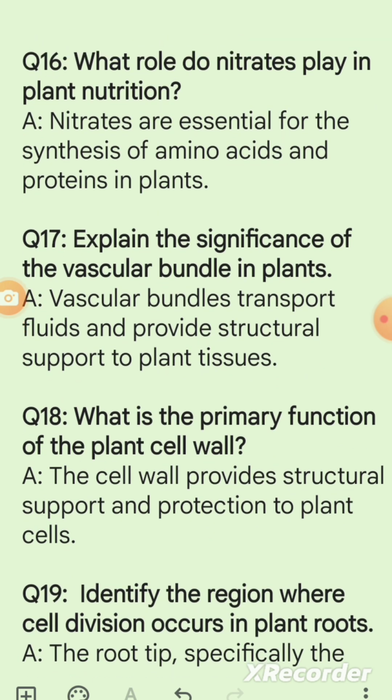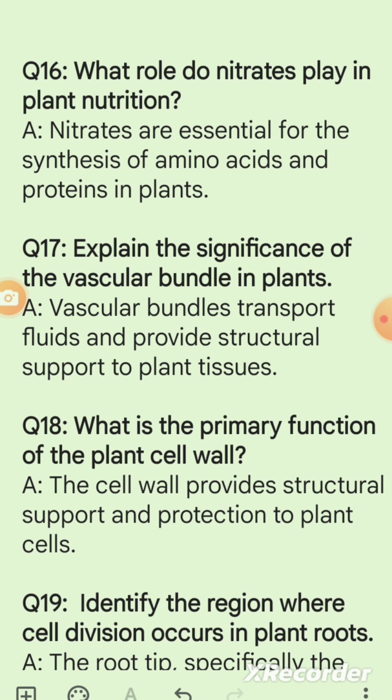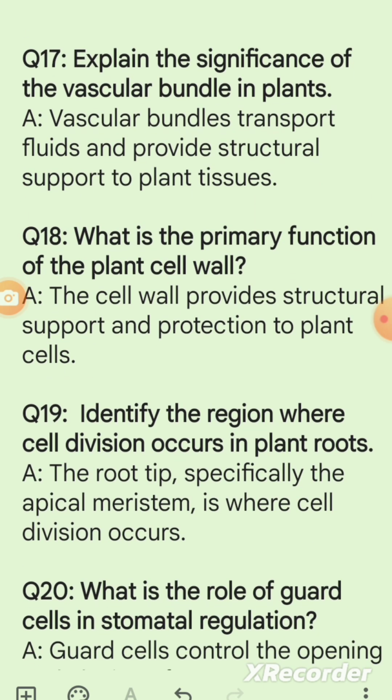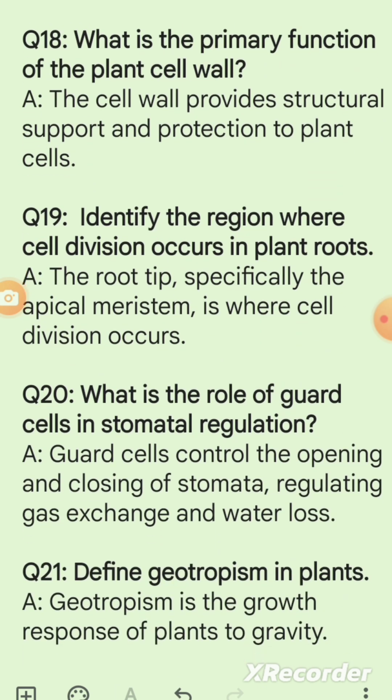Q19. Identify the region where cell division occurs in plant roots. A. The root tip, specifically the apical meristem, is where cell division occurs. Q20. What is the role of guard cells in stomatal regulation? A. Guard cells control the opening and closing of stomata, regulating gas exchange and water loss.